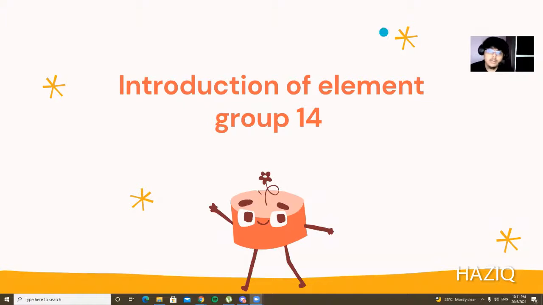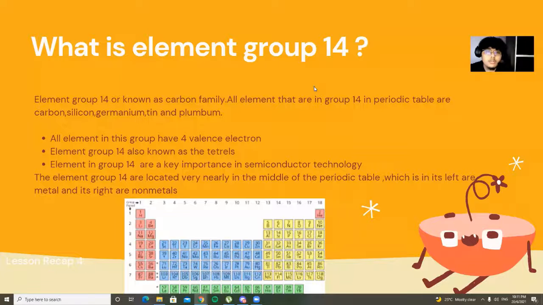Next I will explain the introduction of element group 14 and also the properties of elements in group 14. So basically, what is an element in group 14? Element group 14 is known as the carbon family. Why is it called the carbon family? Because if we look at this periodic table, the first element arranged in group 14 is carbon.